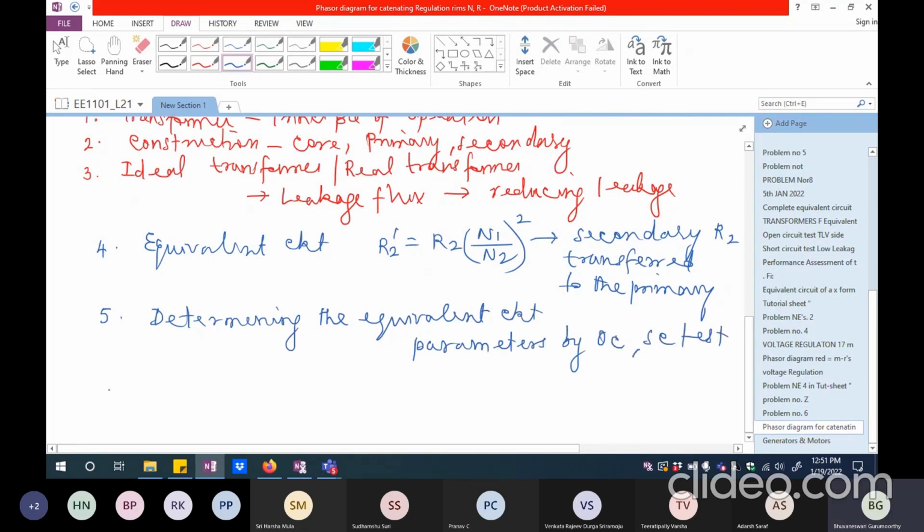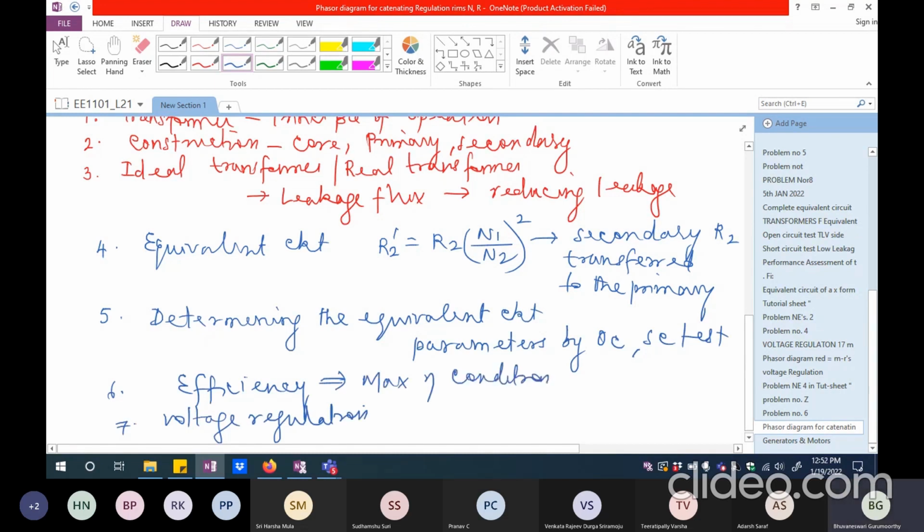After that, we talked about the two performance parameters, namely efficiency and voltage regulation. And in efficiency, we specifically derived the maximum efficiency condition. And we said that from that, you could determine the copper losses and the core losses at rated condition or at any other condition, and then how you can estimate the efficiency of the transformer at any other load and at any other power factor.